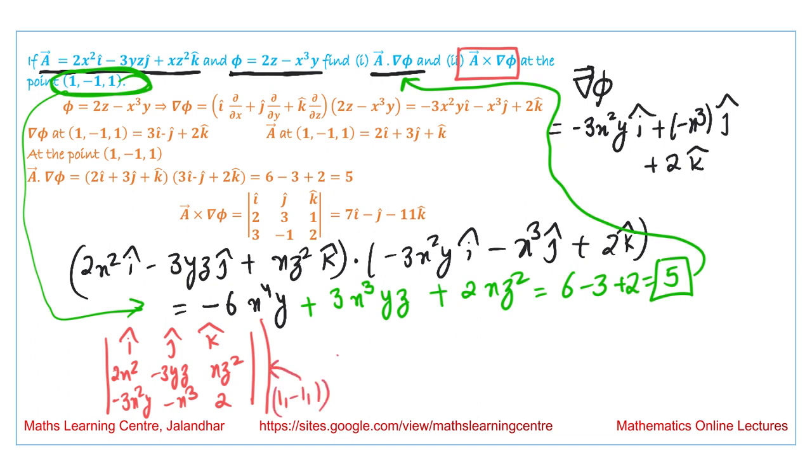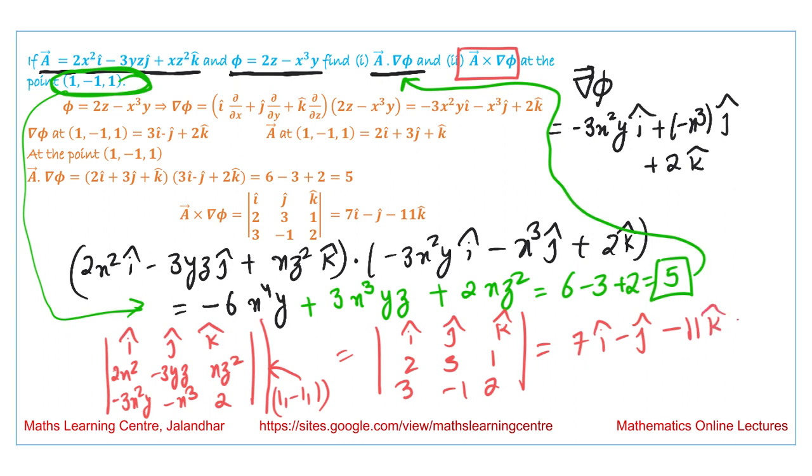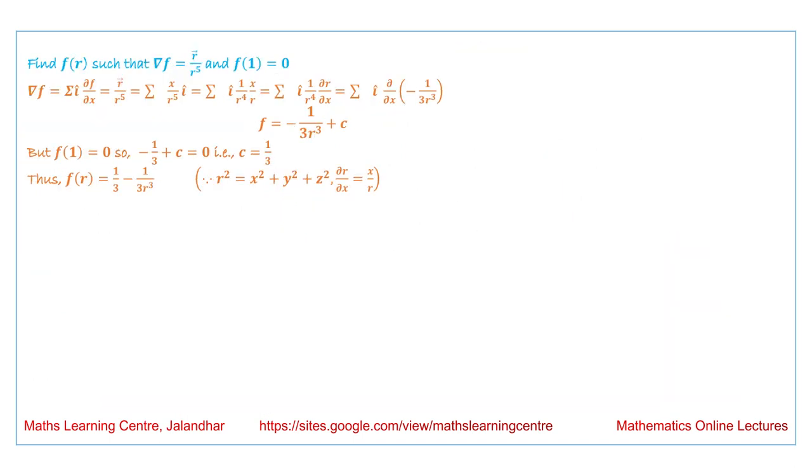So if we substitute these points over here, this will become i j k, then it is 2 3 1, 3 minus 1 2, and on solving this we will obtain 7 i cap minus j cap minus 11 k cap. So this is the value of A vector cross gradient of phi at the point (1, -1, 1). Now next we have: find f of r such that gradient of f is equal to r vector over r raised to the power 5 and f of 1 is equal to 0.